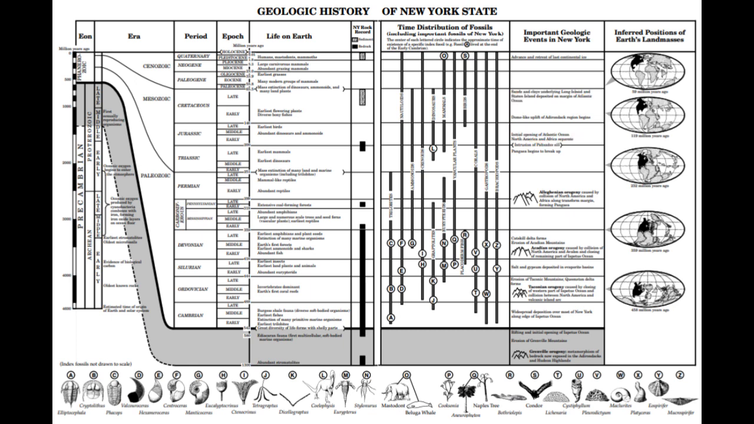Last but not least, we have the Inferred Positions of Earth's Landmasses column. This is a series of maps showing how the Earth's major landmasses are thought to have been arranged at different points in geologic time. For example, according to the chart, 458 million years ago, North America straddled the equator.